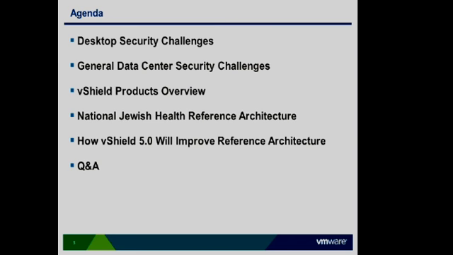And we're going to talk about the National Jewish Health Reference Architecture. They implemented something that Rob and I kind of talked about a couple years ago, and we've got a couple other customers that have done this and have deployed this to secure down their desktops and make sure they have less vulnerabilities in their arena. And then the last thing we'll talk about is how vShield 5 will improve your architecture, making sure that your environment is going to be secure and able to react to those day zero viruses.